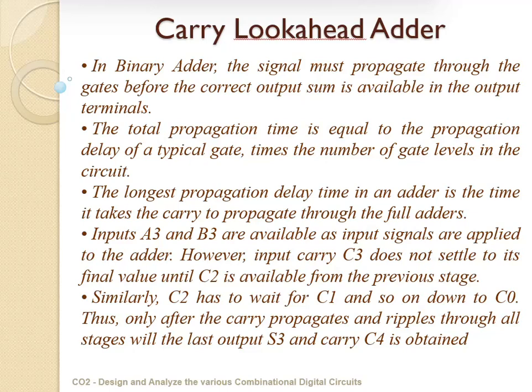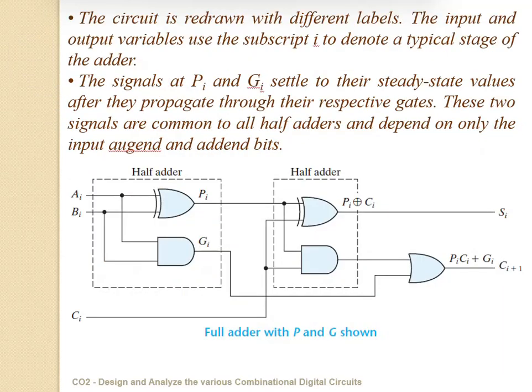However, input carry C3 does not settle to its final value until C2 is available from the previous stage. Similarly, C2 has to wait for C1 and so on down to C0. Thus, only after the carry propagates and ripples through all the stages, the last sum S3 and carry C4 are obtained. The problem can be resolved by using a carry lookahead generator.